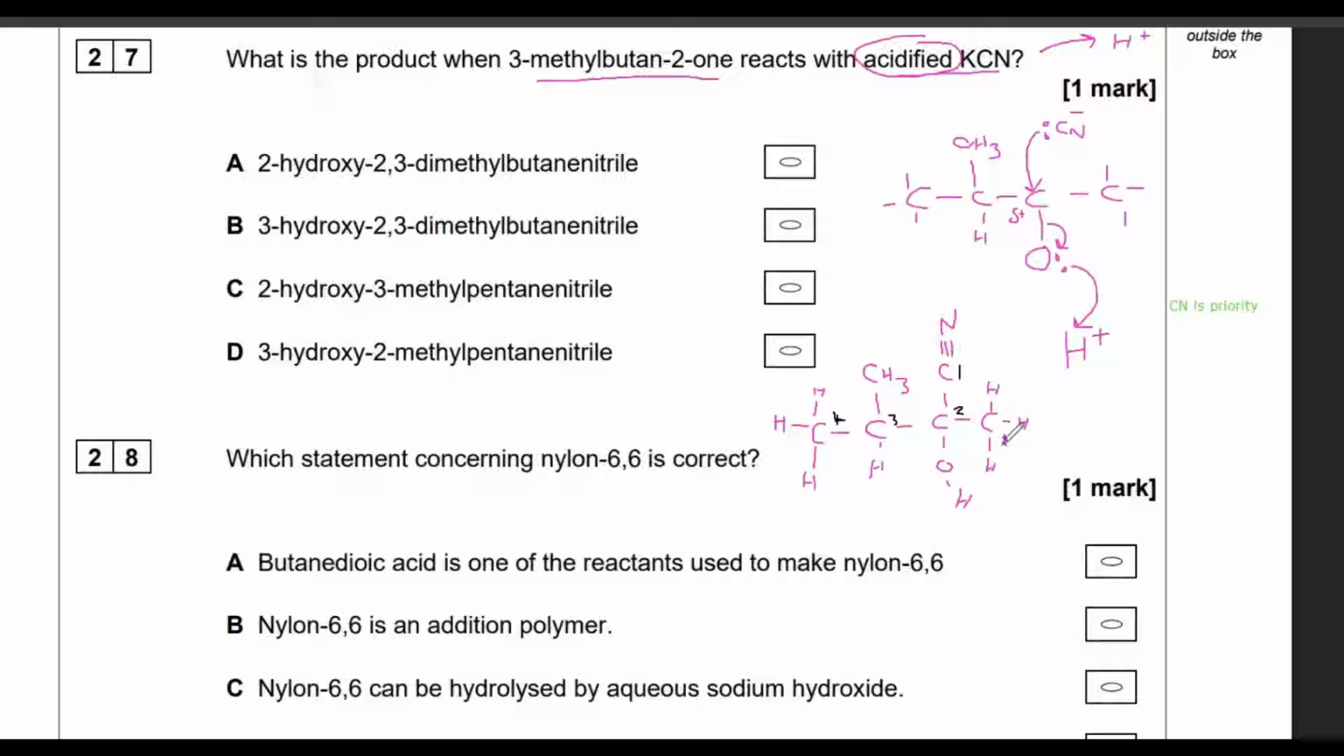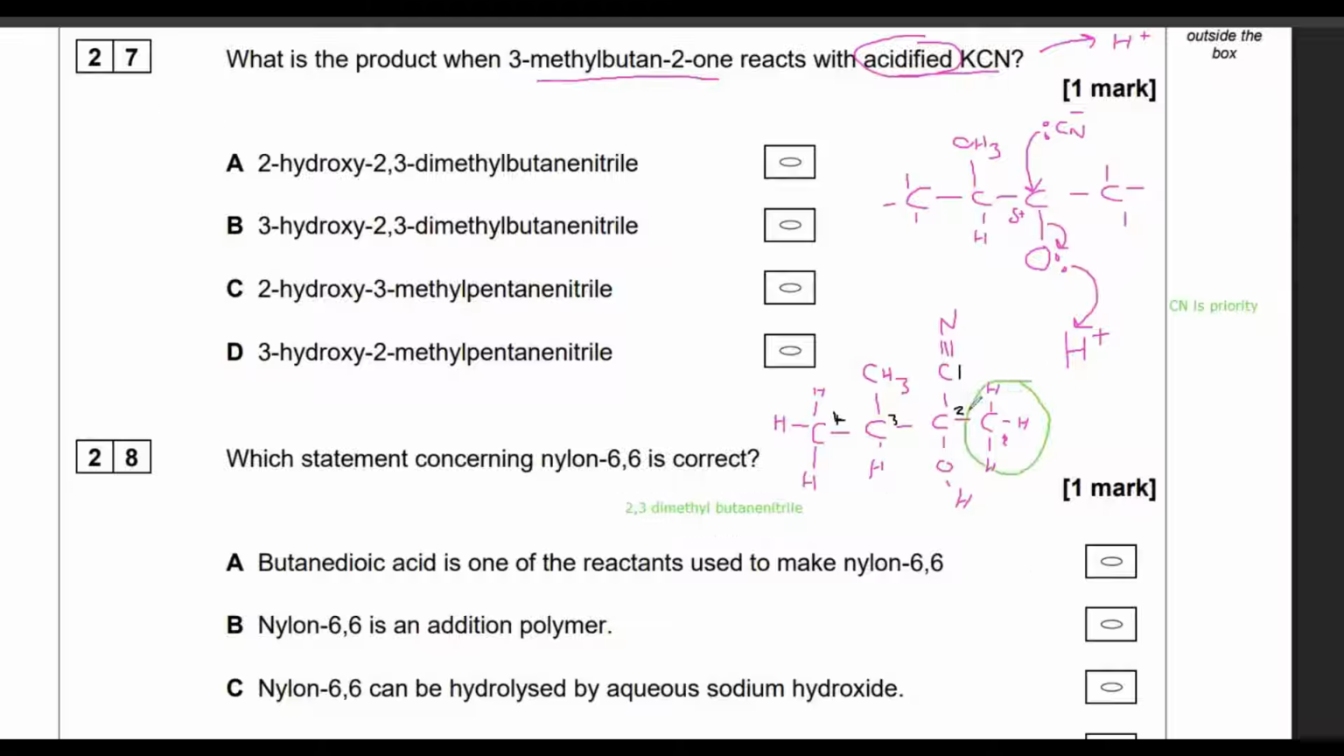Is carbon 1, then we've got carbon 2, then carbon 3, then carbon 4, and then we've got 2 methyl groups. We've got 1 coming off of carbon 2. So first of all, the main chain is butanenitrile. Then we've got a methyl group coming off of carbon 2 and another methyl group coming off of carbon 3. So we're going to have 2,3-dimethyl butanenitrile.